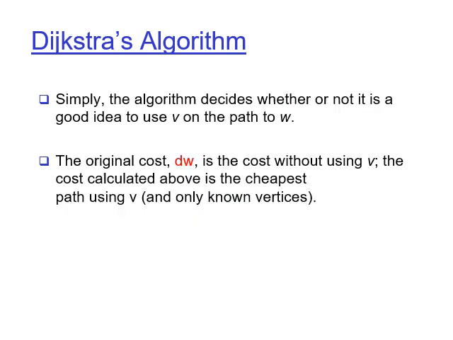So let's move on. Simply, the algorithm decides whether or not it is a good idea to use V on the path to W. The original cost dW is the cost without using V. The cost calculated above is the cheapest path using V and only known vertices.